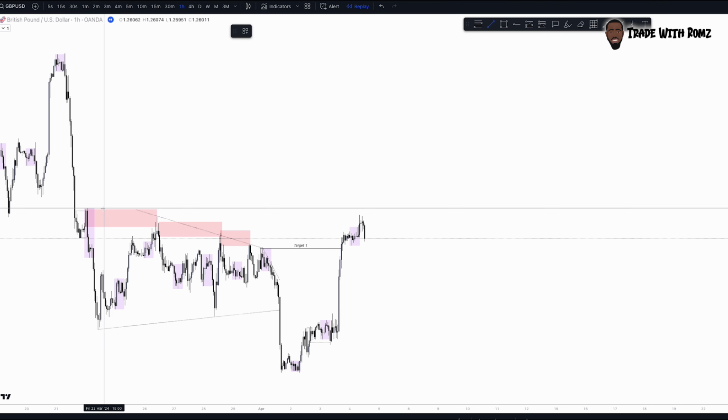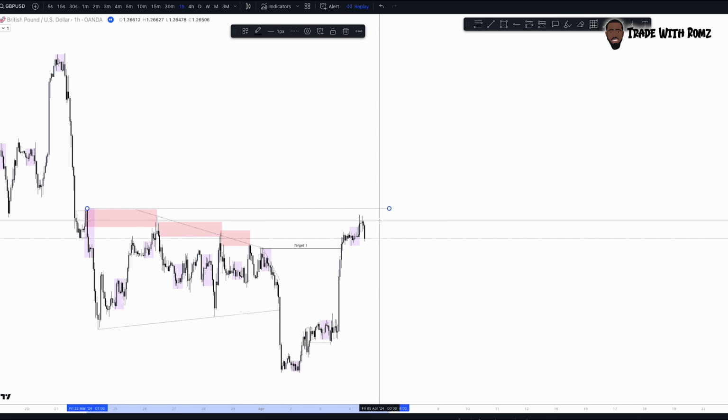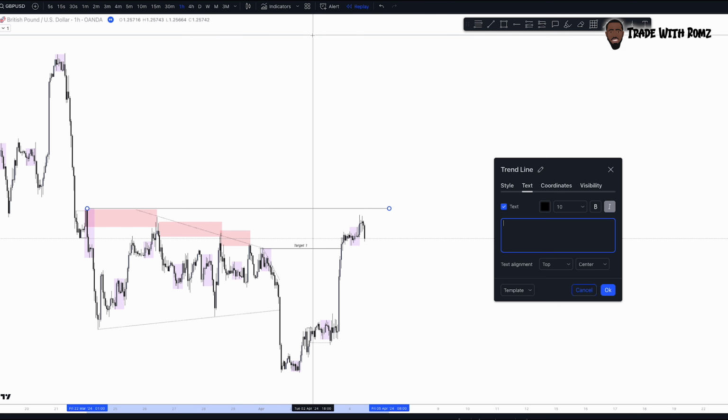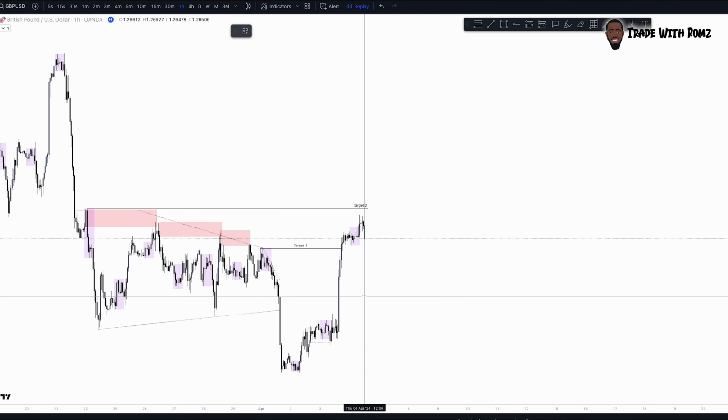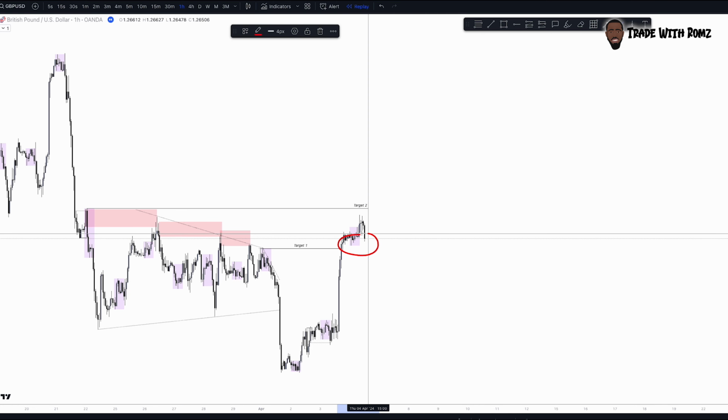So the next target for me, the main target for me, would have been here. And this is where it gets interesting, because you can look at this and think, I'll put this as target 2, why in the world would you want to buy from these zones into this when you're in such a premium area of the trading range as a whole on this time frame?